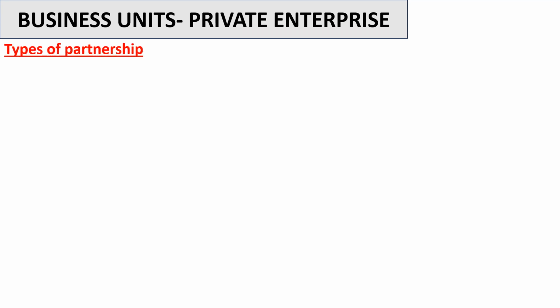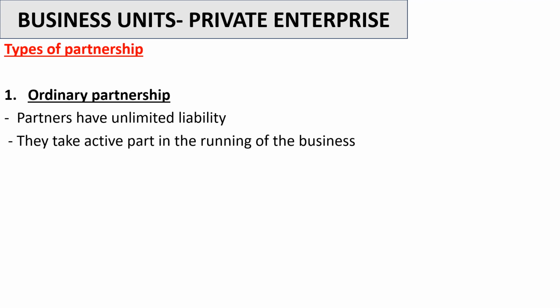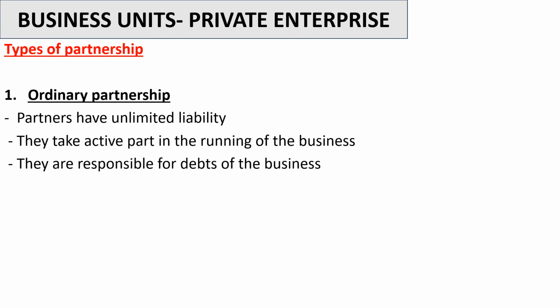So let's look at types of partnerships. There are basically two types of partnerships. There is what is called an ordinary partnership. In this one, partners have unlimited liability. Unlimited liability means that in case the business has huge debts and it fails to pay, the partners are the ones who are responsible. Also, the partners take an active part in the running of the business. They are also responsible for debts of the business, which is connected to point number 1.